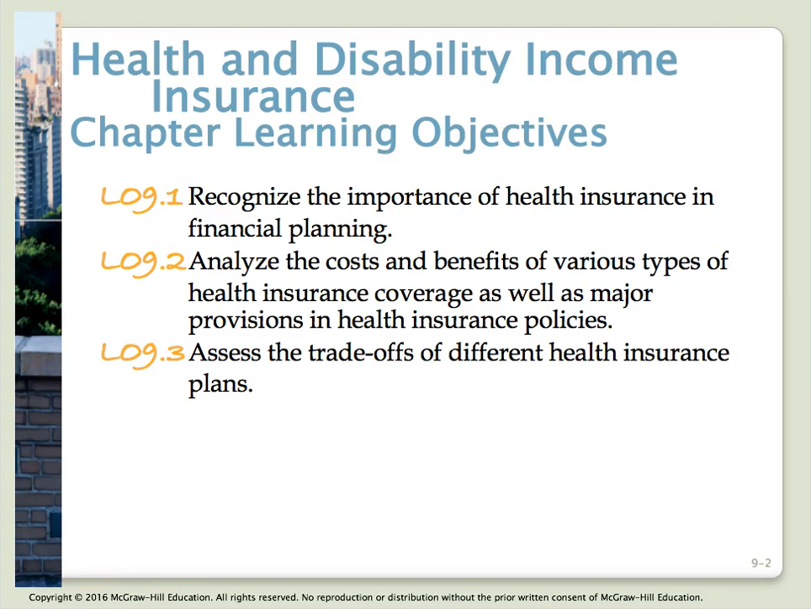Objective number 2 is to analyze the costs and benefits of various types of health insurance coverage as well as major provisions in health insurance policies. There are 4 basic types of health insurance that are available under group and individual policies, and we'll look at those. Learning objective number 3 is to assess the trade-off of different health insurance plans. So health insurance policy trade-offs include reimbursement versus indemnity, internal limits versus aggregate limits, deductibles and co-insurance, and out-of-pocket limits. So we'll look at some of these items together tonight.